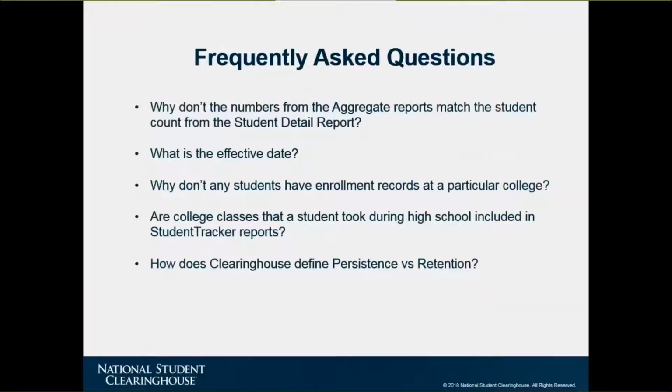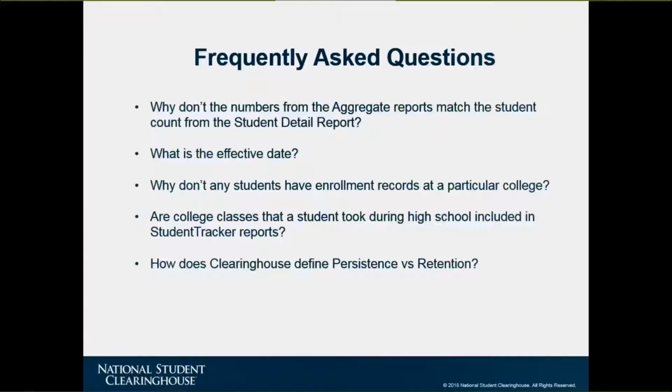Some frequently asked questions we're going to cover right off the bat. One common one we get is, why don't the numbers on my aggregate reports match the student count on my detail report? Most of this has to do with the FERPA regulations. Because these are aggregate reports, we can count students in these reports because we're not personally identifying their information. But in the student detail report that we'll go over in a separate tutorial, that does identify the students, so we will not show those. So when you're trying to match those numbers, they're just not going to line up exactly.